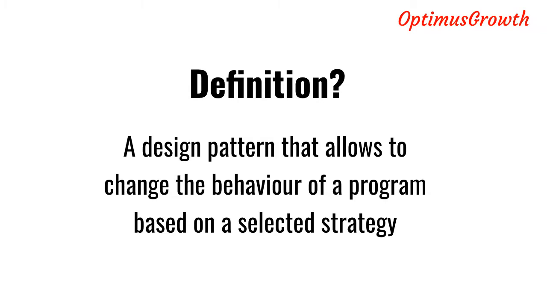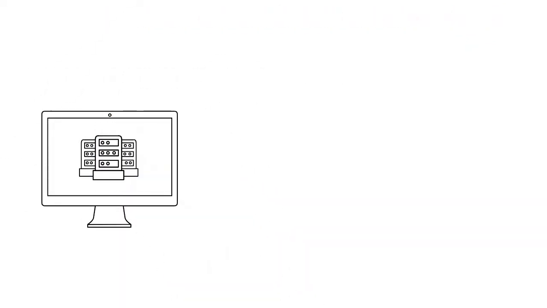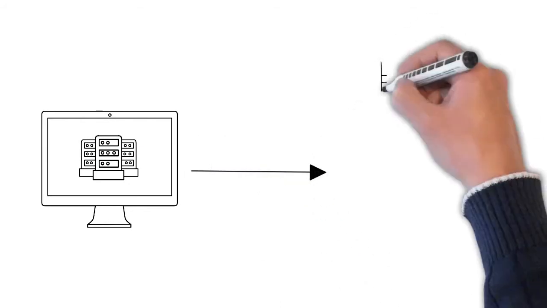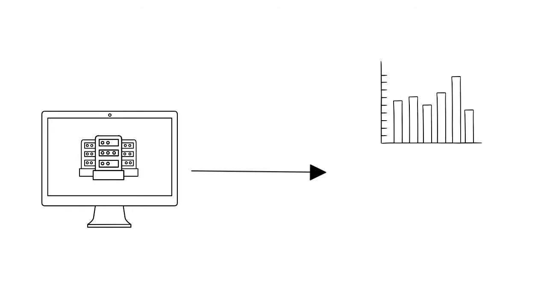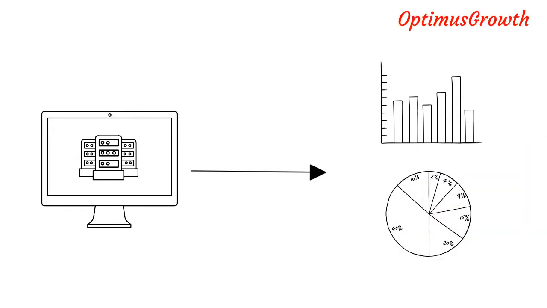To understand this definition, we should first understand the problem that strategy pattern solves. To understand the problem, consider a use case where client has a certain set of data and that data needs to be displayed in terms of either bar chart or pie chart. Let's try to write a sample program for this requirement.